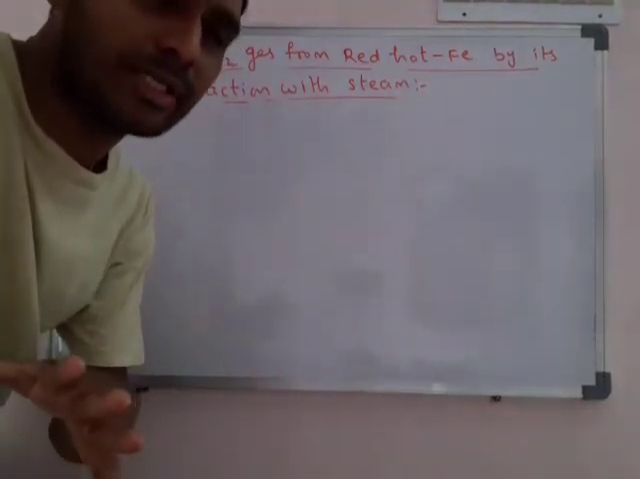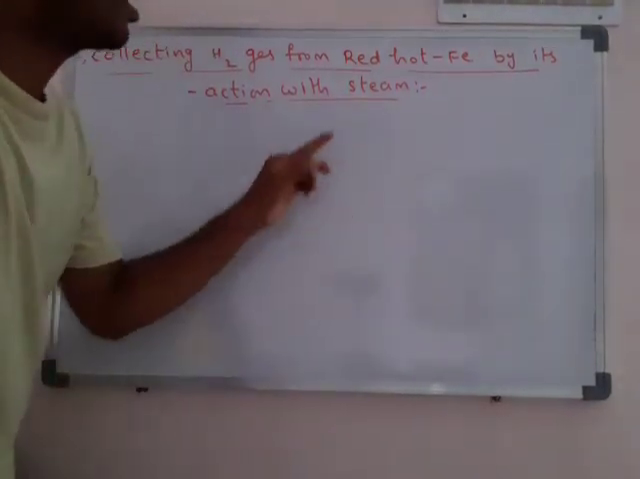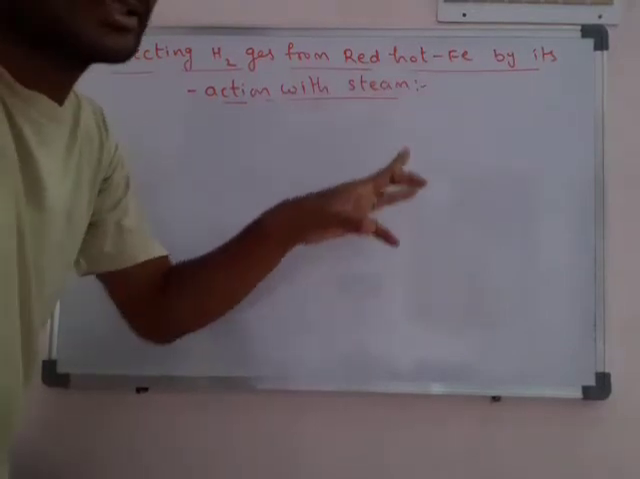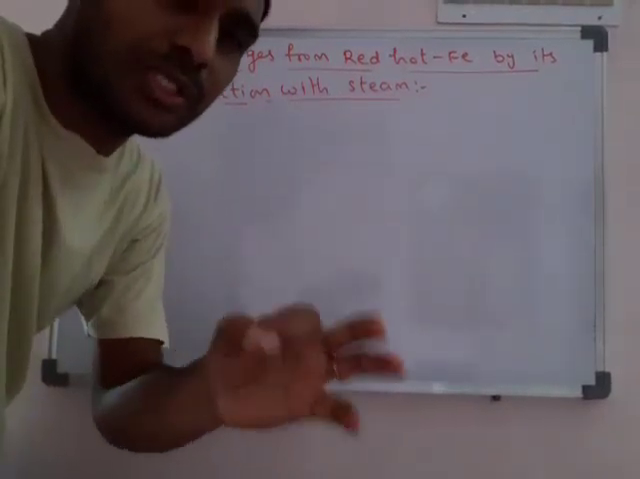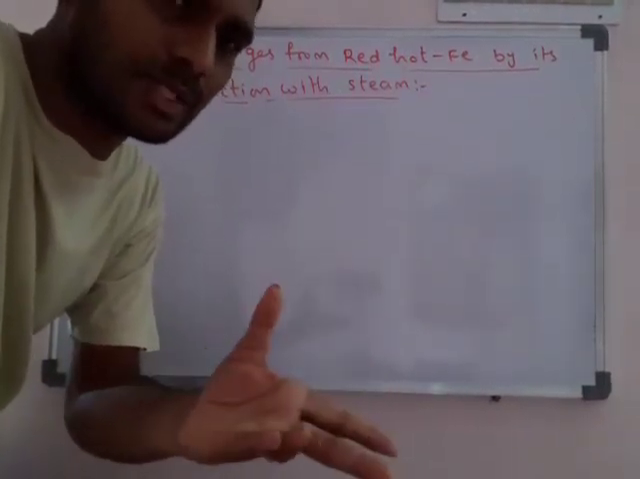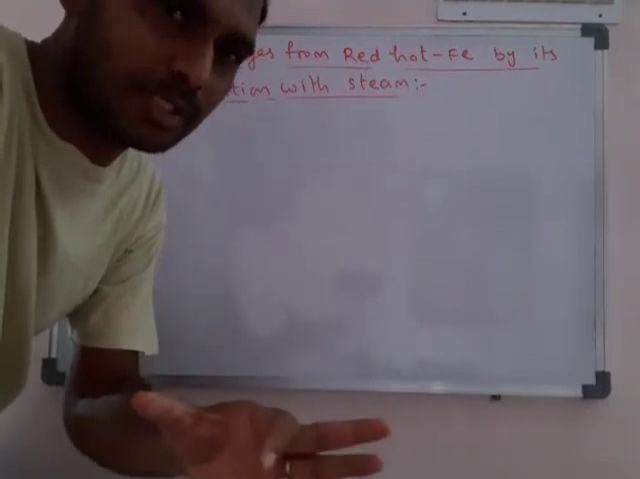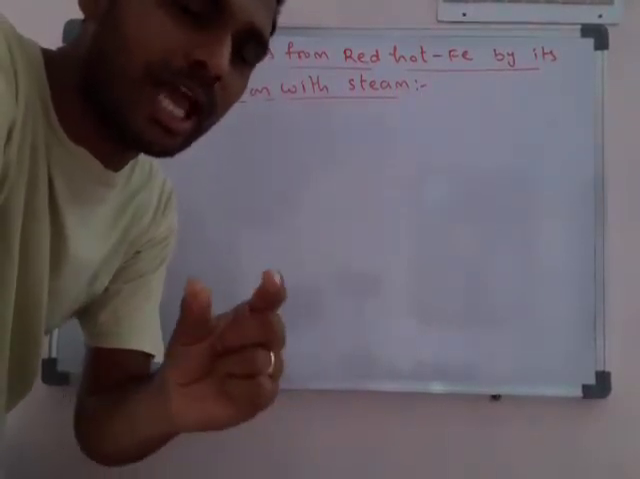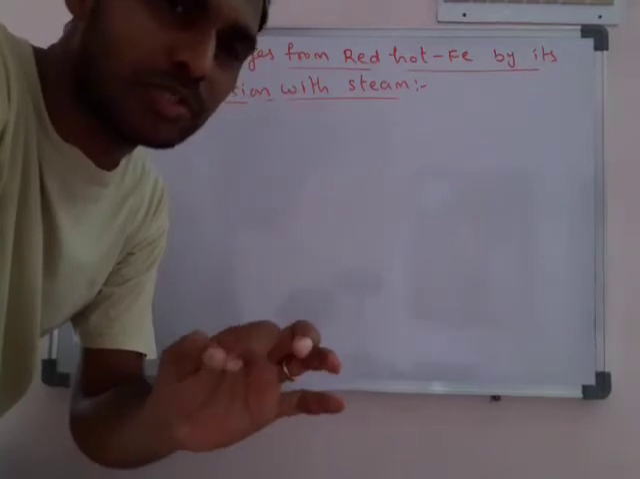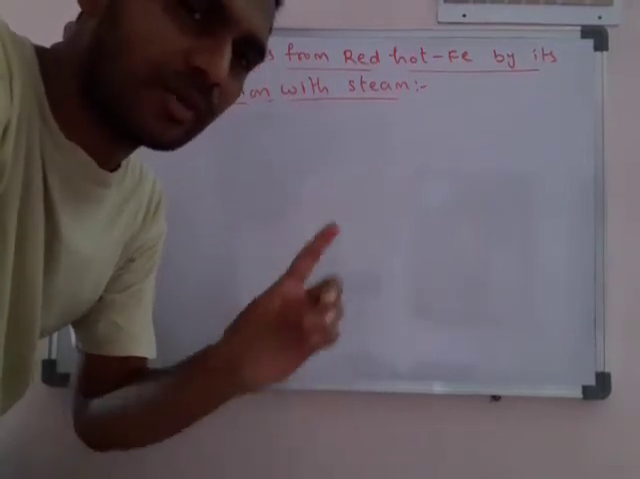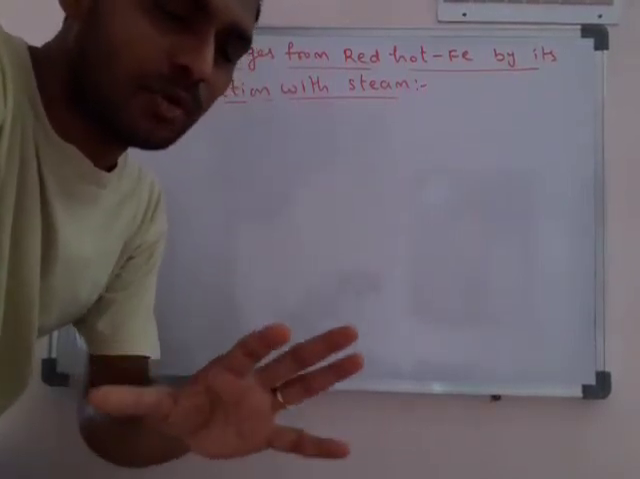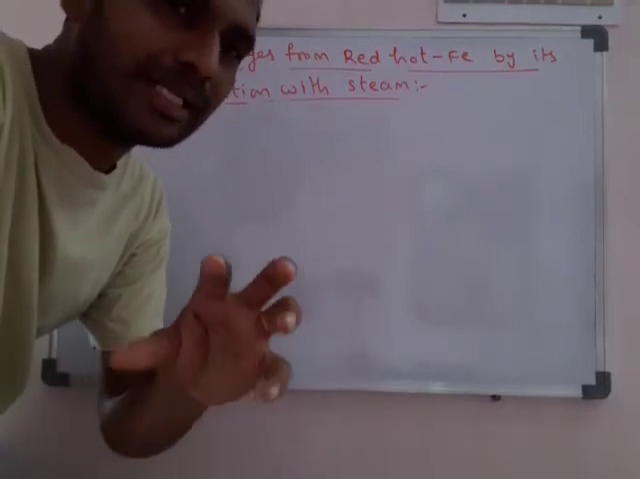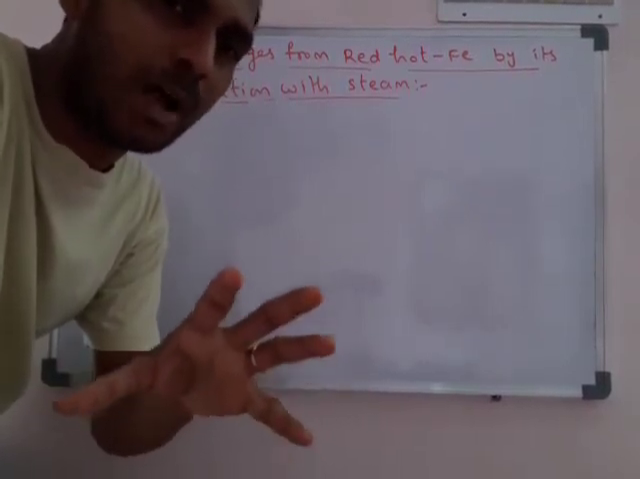So here, iron metal. We have written red hot iron, because direct reaction with iron is not possible in the experiment, and we need to maintain above 800 degrees Celsius. That's why we have written red hot iron. Now we see the experiment details, the experiment procedure.